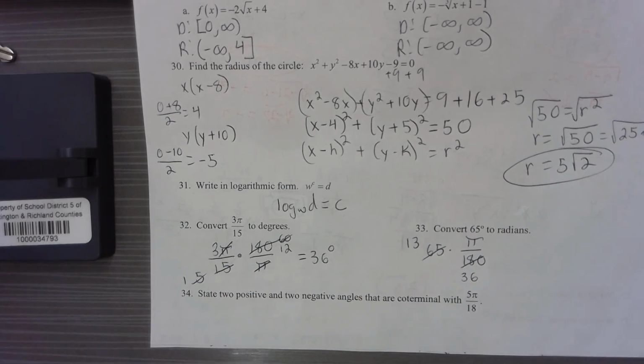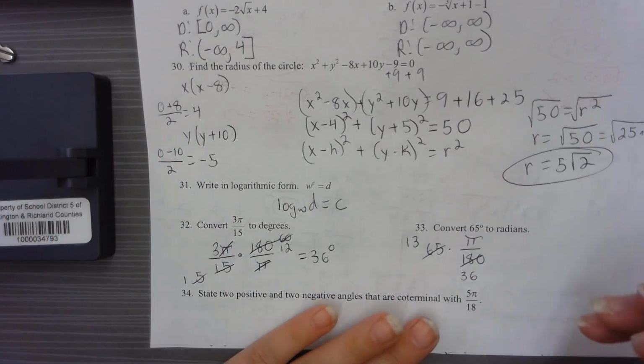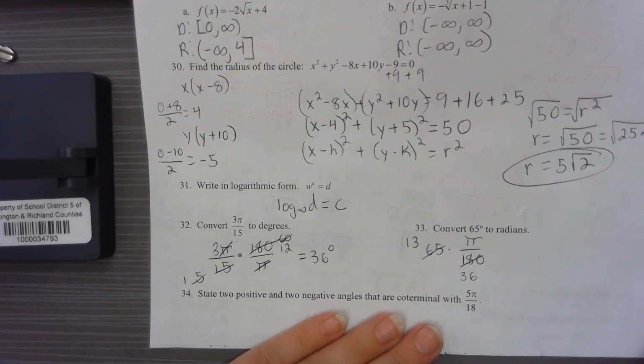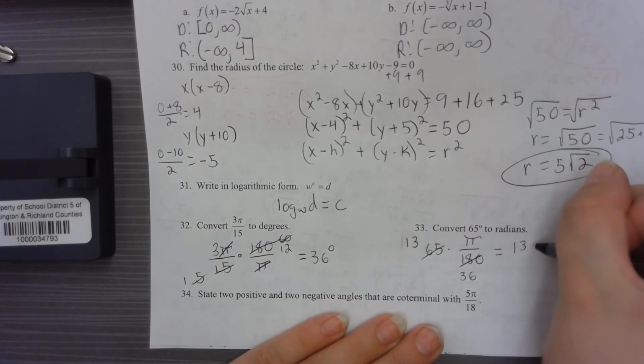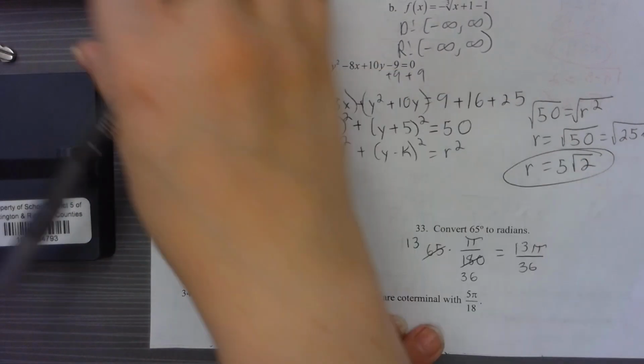Yeah, I think that's right. 36 and 13, and those don't actually simplify any further, so our answer would be 13 pi over 36.